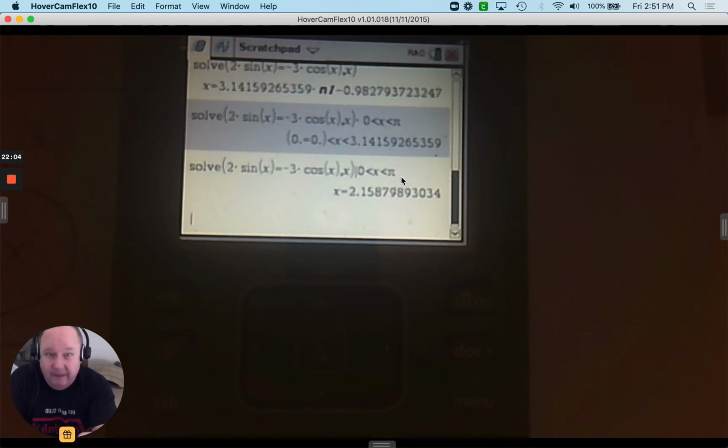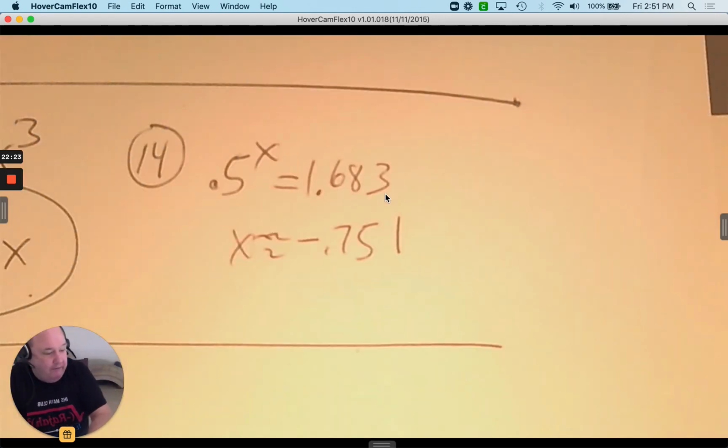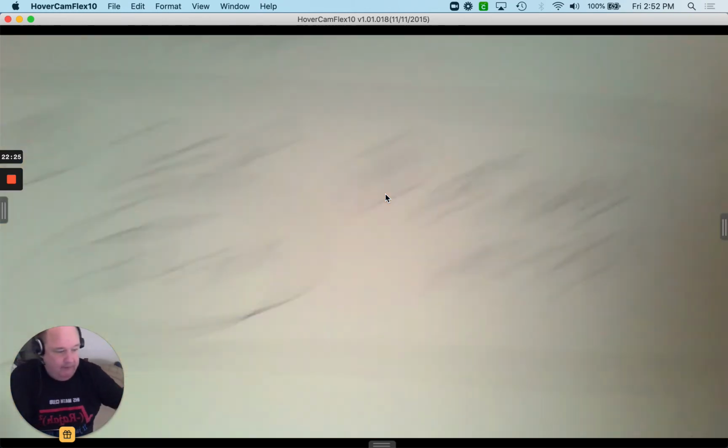I only want the answer between 0 and pi, and then it only gave me the one answer I'm looking for. That is the point of intersection using your calculator. That's a big time skill. You should rewind and make sure you know how to do that. It's big. Okay, so again, I'm going to copy paste when I actually set it up. Now I have a number to set up for number 15.